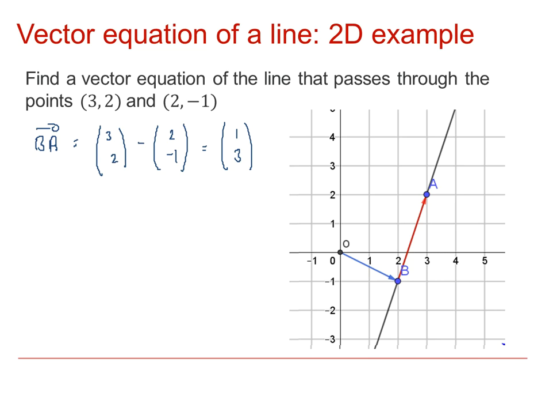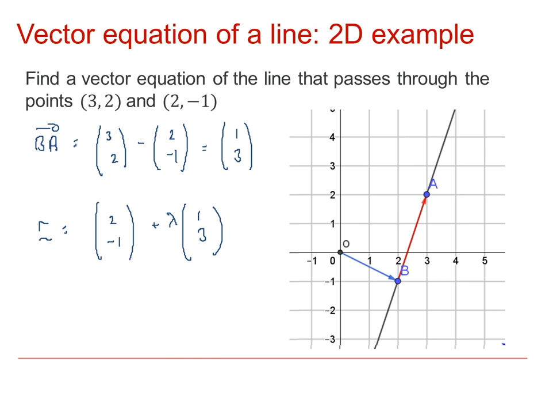So therefore our equation is equal to the position vector of one of the points, 2, -1, for example, plus lambda times the direction vector 1, 3. Now clearly there are many options for this. If we used a different starting point, we would have a different equation.